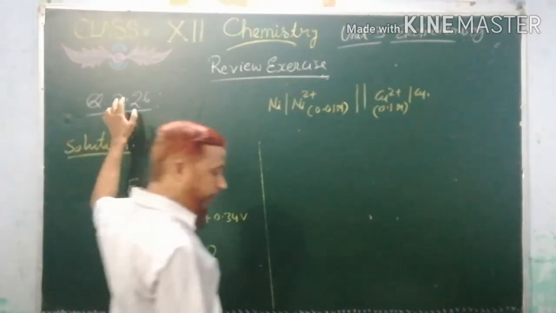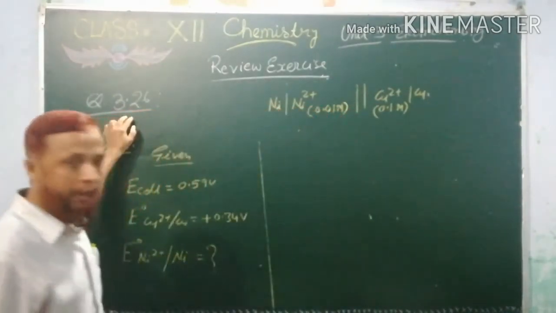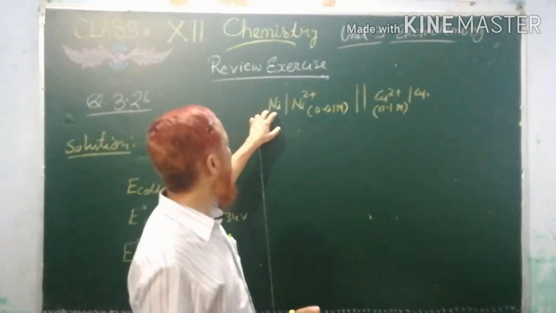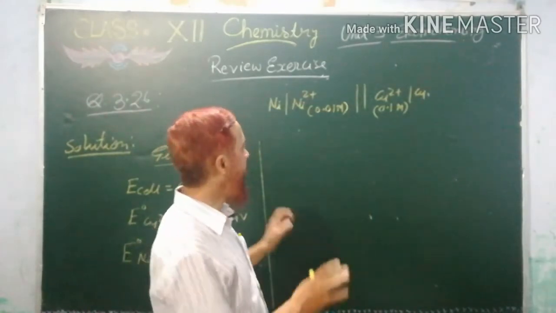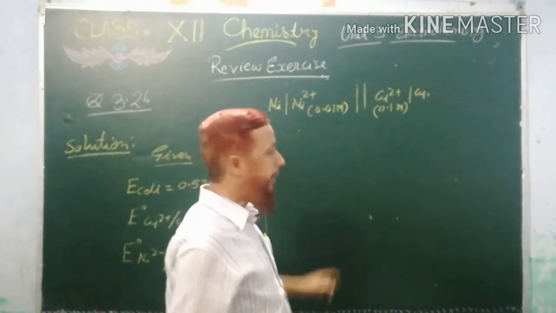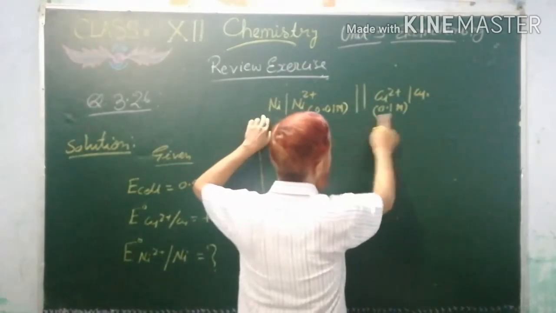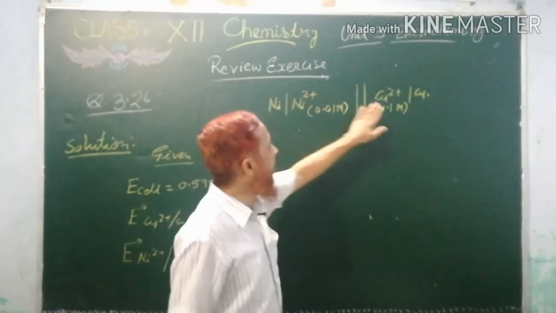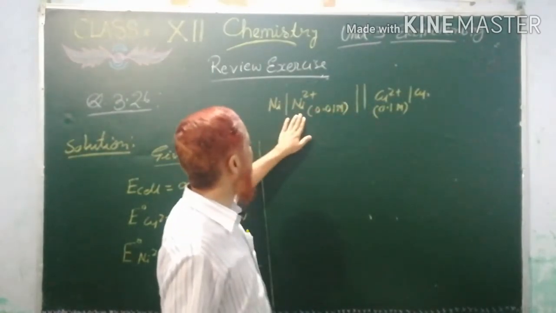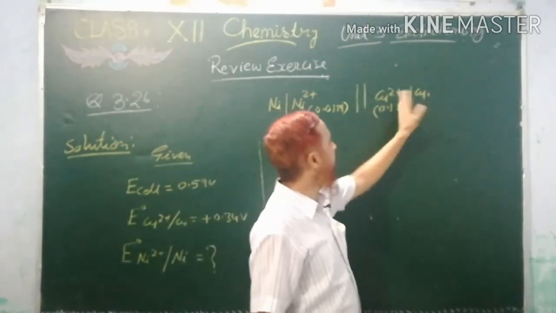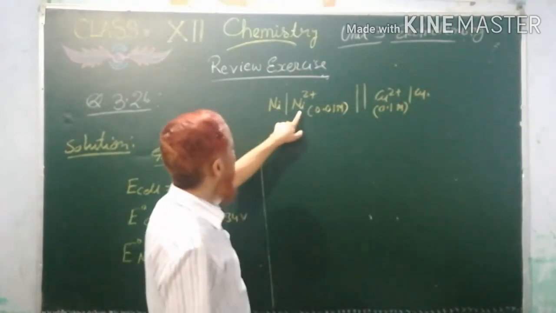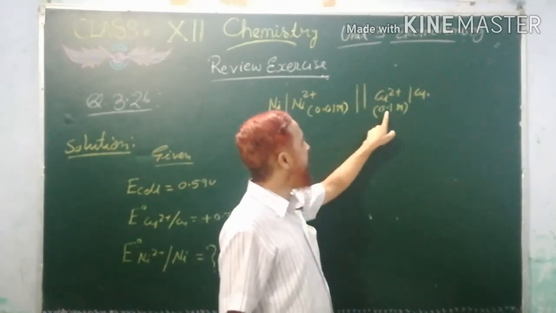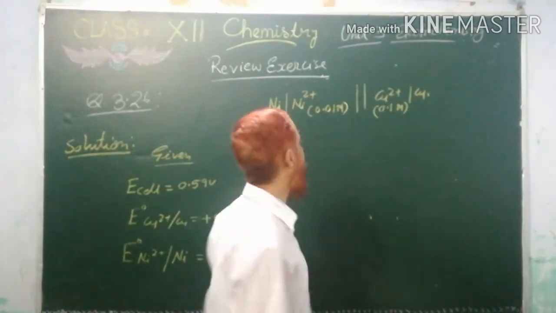This is question 3.26 of the same review exercise. I have not written question 2 because it takes too much space here. So only you can recognize, that is why I have written this cell representation here. This is the anode system, that is the cathode system. Nickel is in nickel ion and copper in cupric ion. The concentration of nickel ion is given 0.01 M and cupric ion is given 0.1 M.